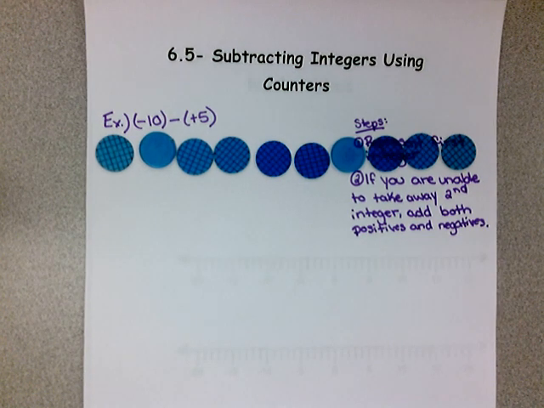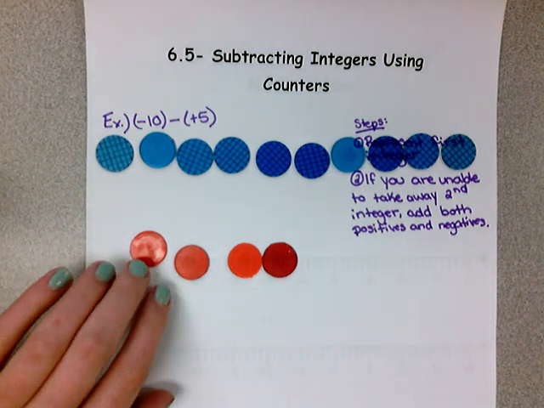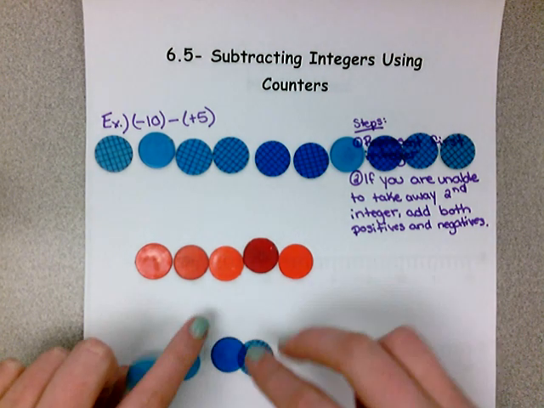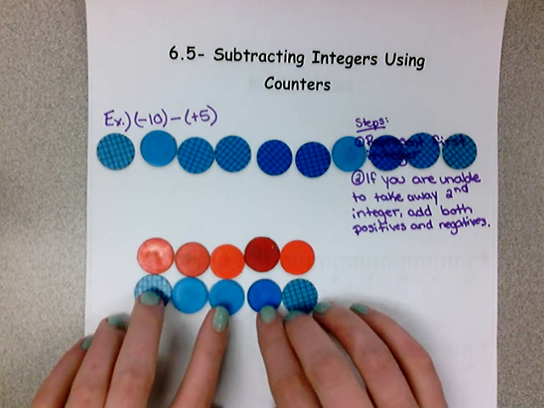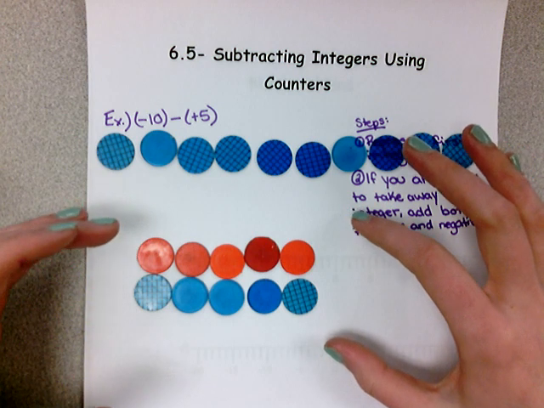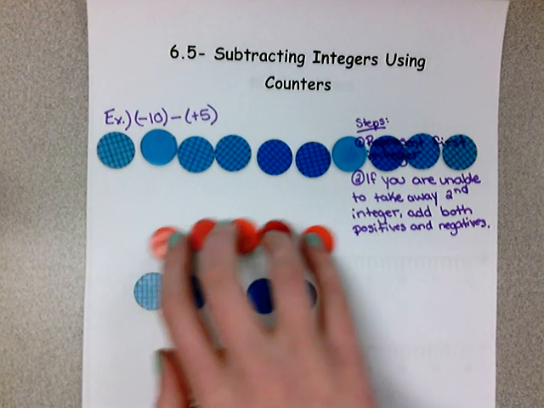So I need to take away +5. So that means that I need +5 red counters in there. So I'm going to get out 5 red counters. But I can't just add these in because then that would be adding, not subtracting. So along with those +5 reds, I need to add in 5 negative counters, sorry. So see how down here, this is actually a value of 0. It doesn't mess up my equation in any way, but now it allows me to take away these 5 positives.